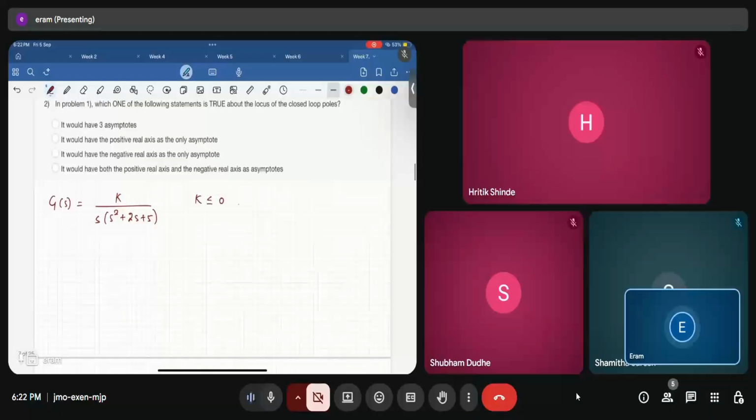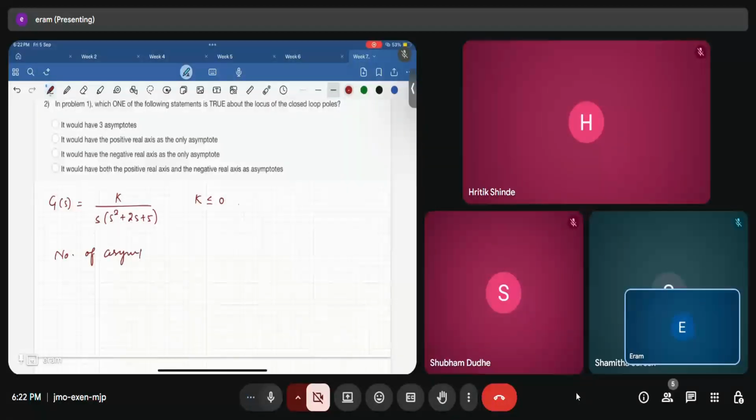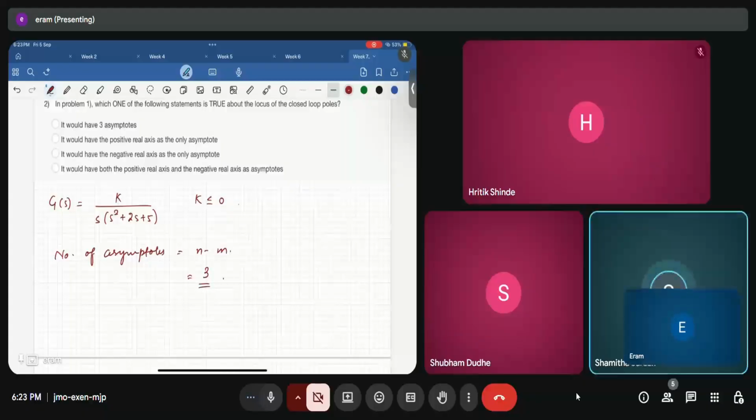So how many open loop poles do we have in this case? We know that the number of asymptotes is nothing but n minus m, the number of open loop poles minus the number of open loop zeros. Since we have no open loop zeros and we have three open loop poles, the total number of asymptotes will be 3.